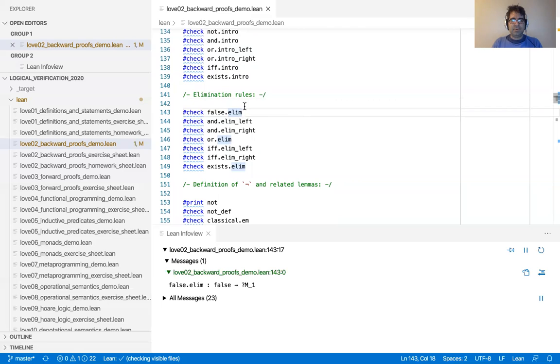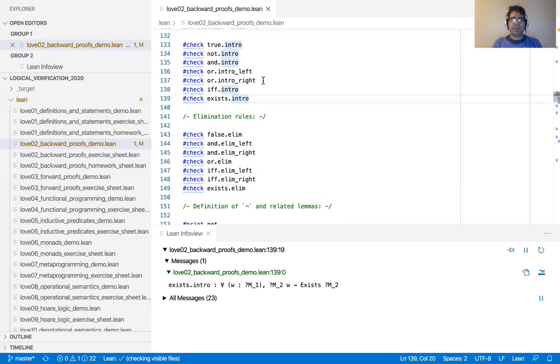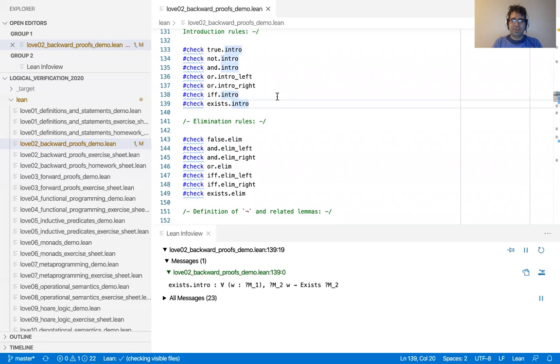So you have your, there's no rule for false, I should say. There's no way to introduce false, which is good because you don't want to introduce false. On the other hand, you can eliminate false. So if you've managed to prove false, so elimination goes the other way.